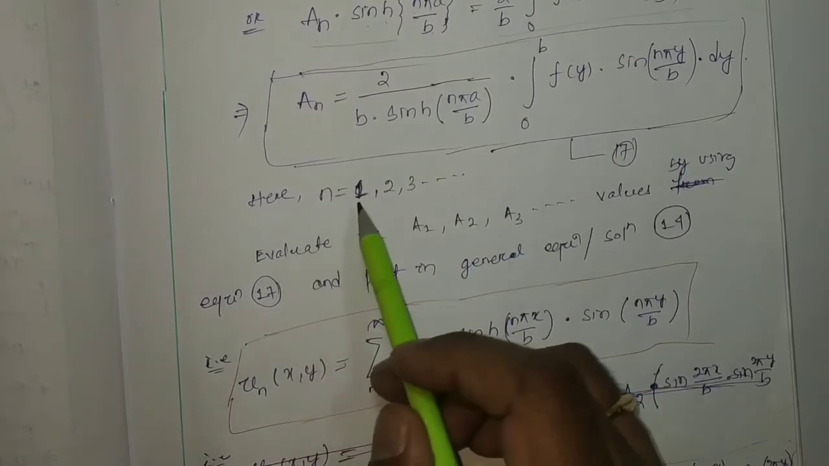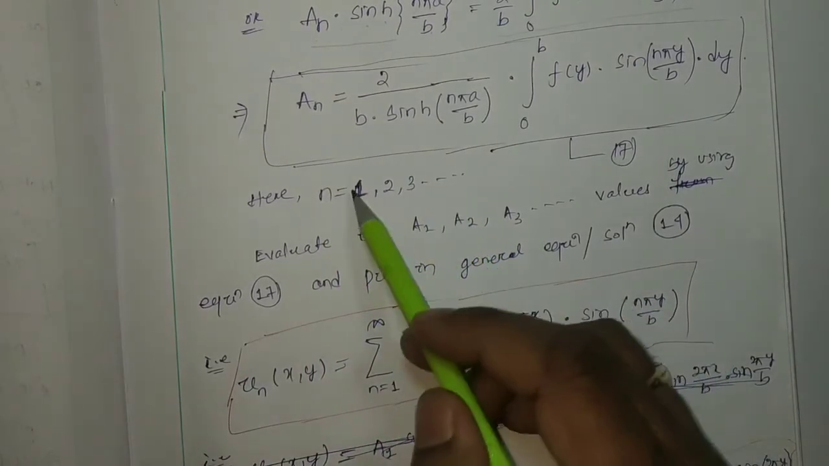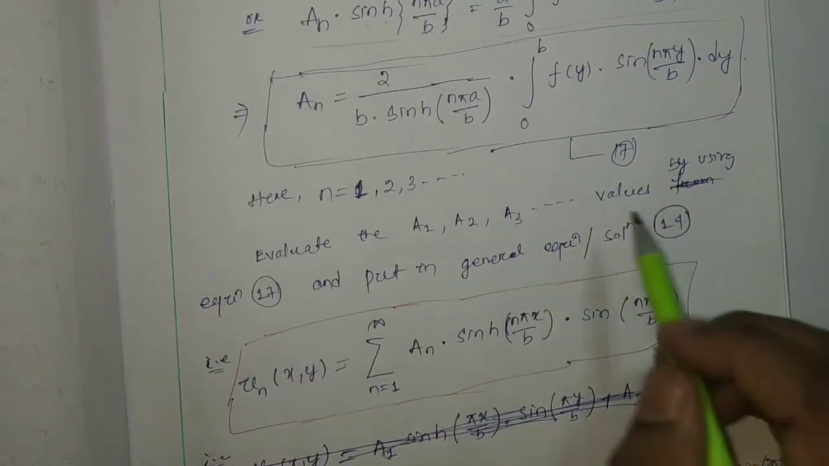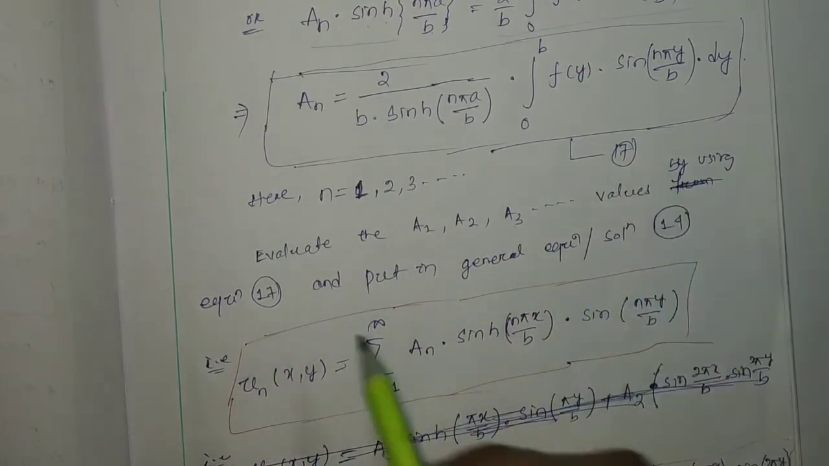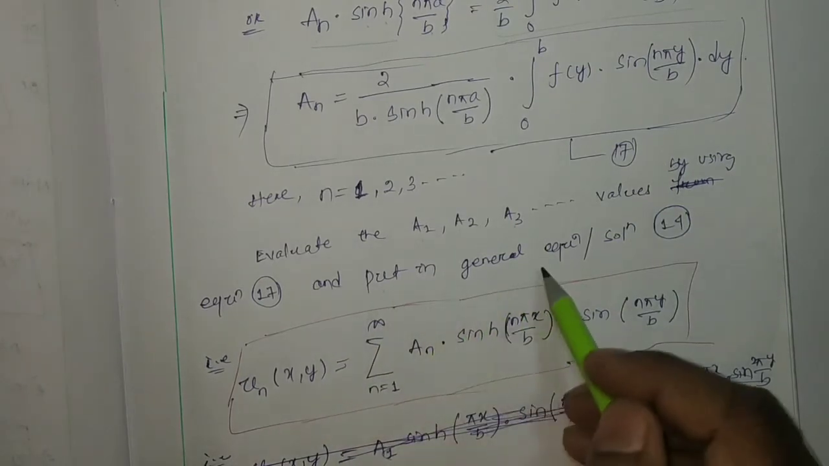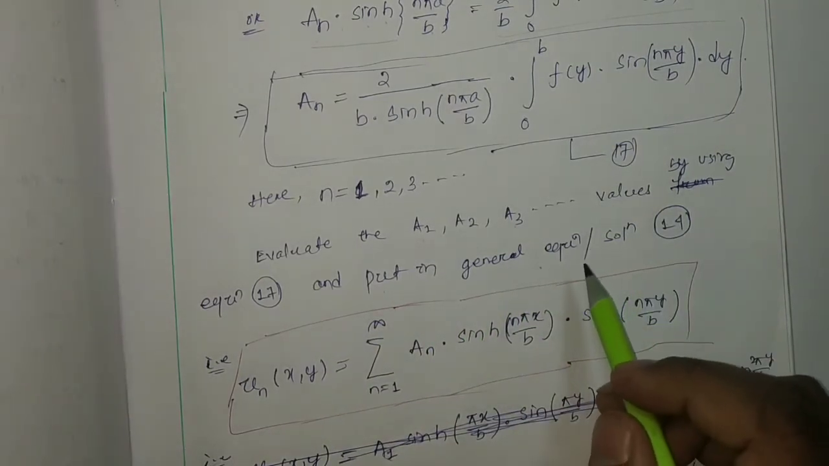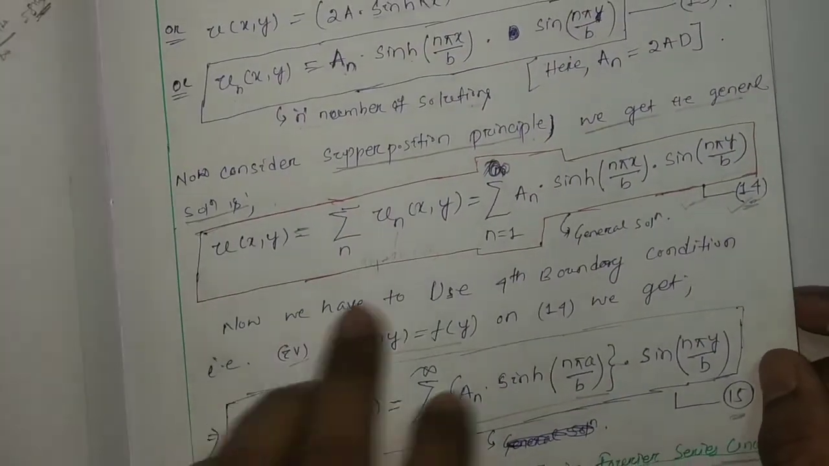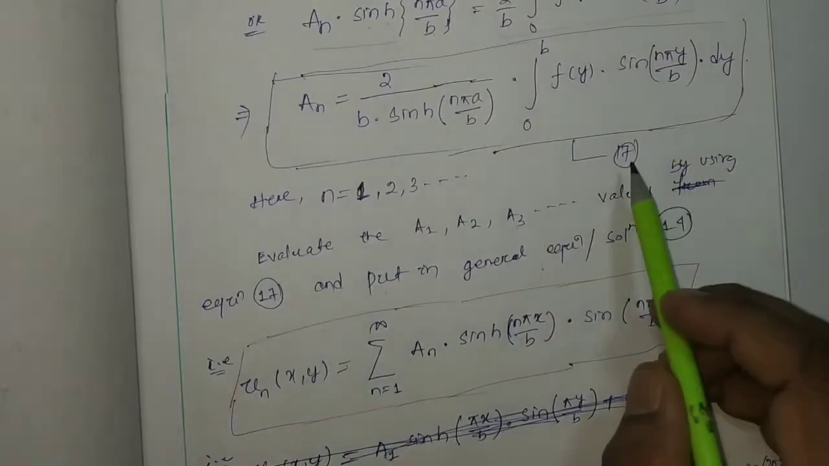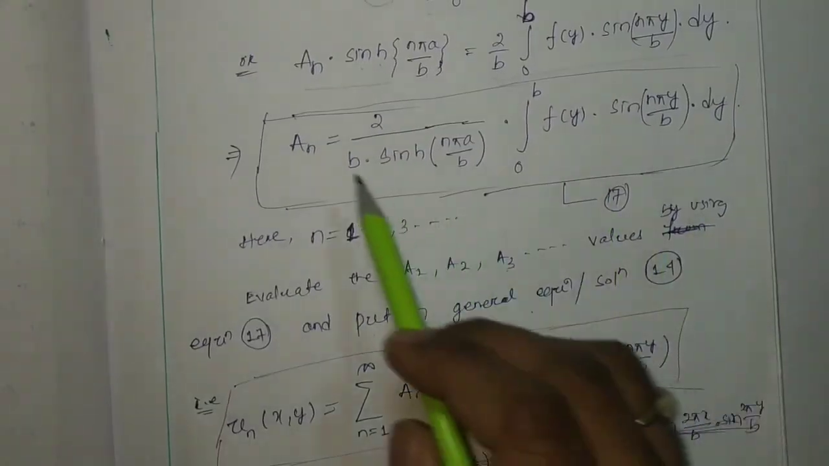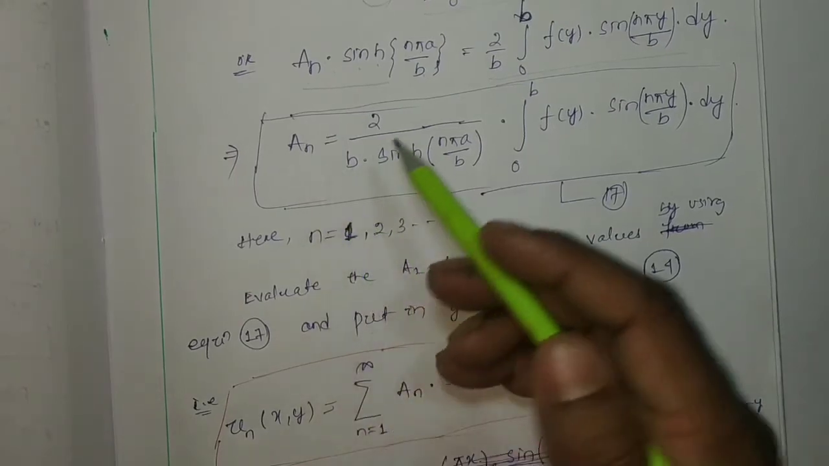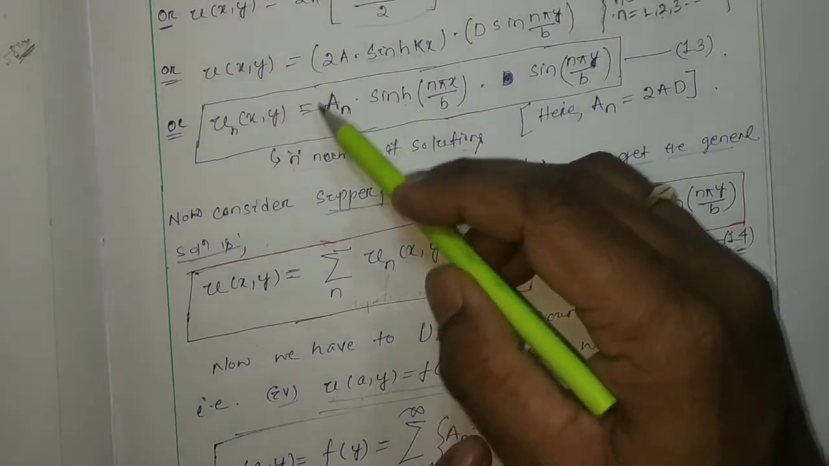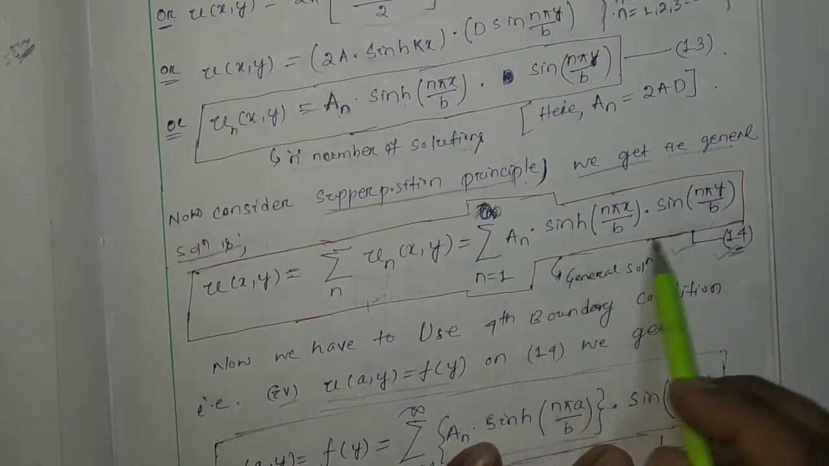So here n equals 1, 2, 3, and for each n value we can evaluate the a1, a2, a3 values by using equation number 17, and put them in the general solution, equation number 14. So by considering equation number 17, we can find the constant values a1, a2, a3, and we have to put them in equation number 14.